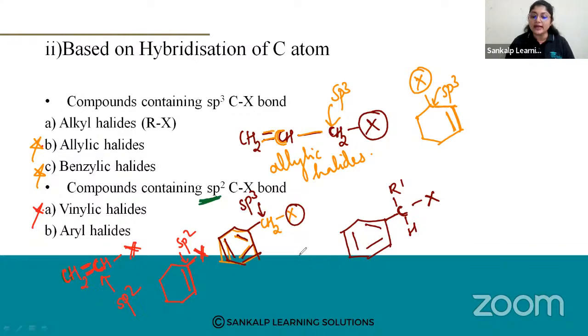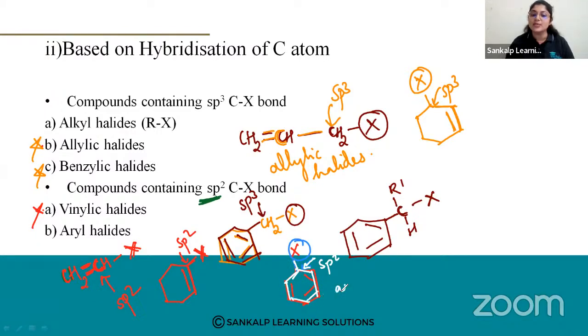So what do you mean by aryl halides? In aryl halides, the halogen atom is bonded to an sp2 hybridized carbon of the aromatic ring. Is it clear? So what did I say? Aromatic halide. Here you can see that the halogen atom is bonded to the carbon which is sp2 hybridized, right? So this is a carbon which is sp2 hybridized, of the aromatic ring.